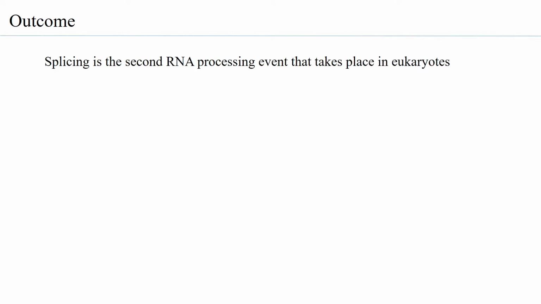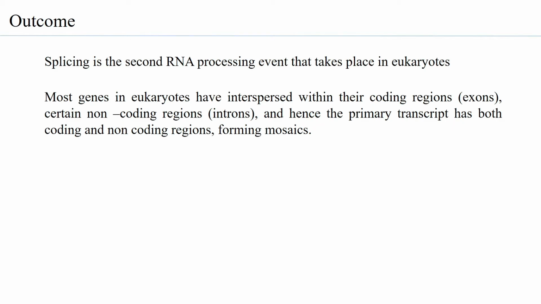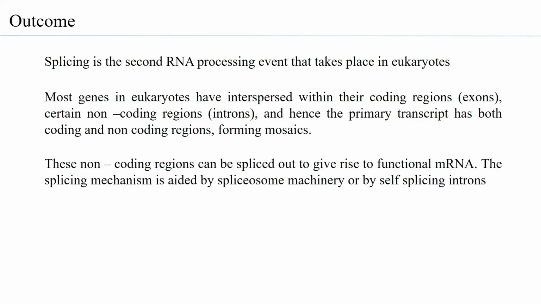So splicing, as mentioned, is the second processing event that takes place in the eukaryotes. Most genes in the eukaryotes have interspersed within their coding regions, and these coding regions are called exons. There are certain non-coding regions as well present, which are termed introns. And hence, the primary transcript that is formed by the RNA polymerase will have both the coding regions as well as the non-coding region, forming what is called a mosaic.